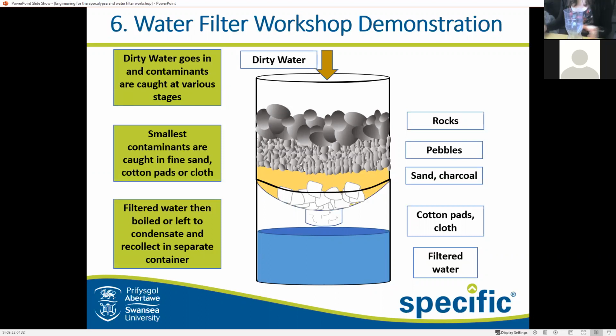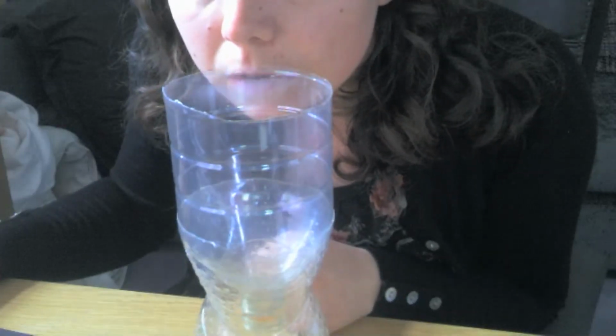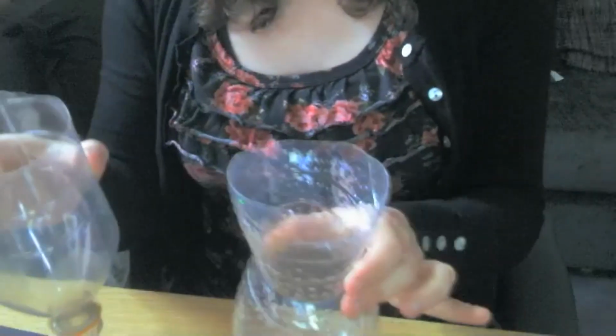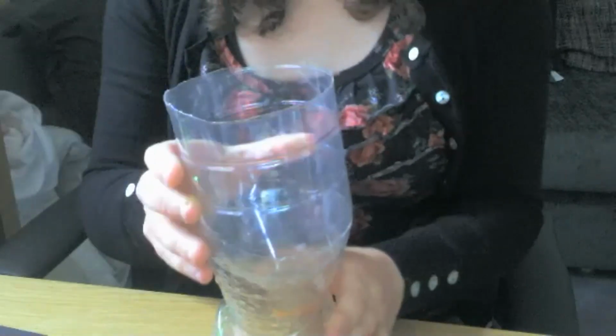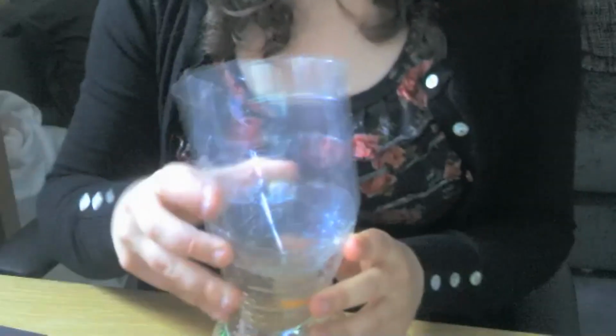So if I unshare my screen, you will now be able to see what I am working on. If you have a look right here, so here is my bottle in two parts, one inside the other.